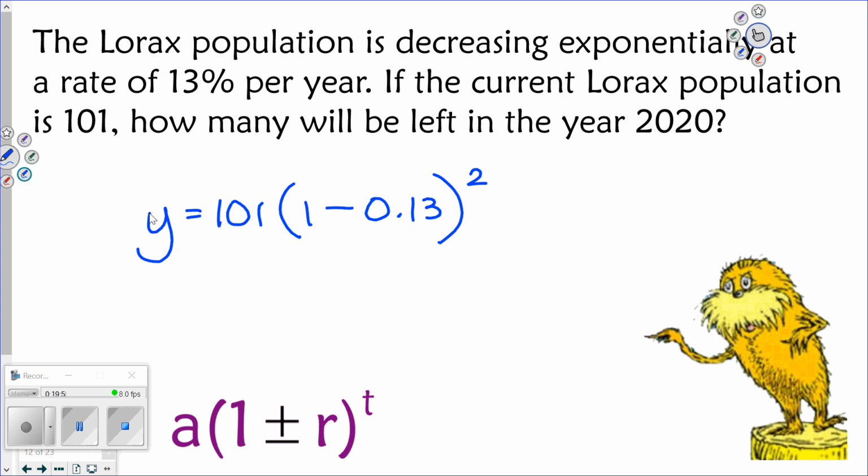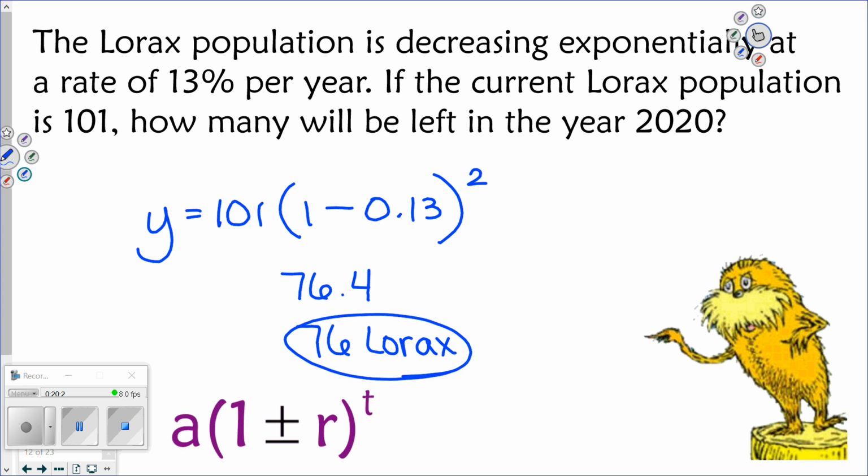Once you plug in your formula and type it in your calculator, how many Lorax will be left? What do you actually get for an answer? You get about 76.4, but if we're talking about an actual Lorax, how many will I actually have? It'd be 76. You can't have one that's missing his arms and legs, just a little body with a head.